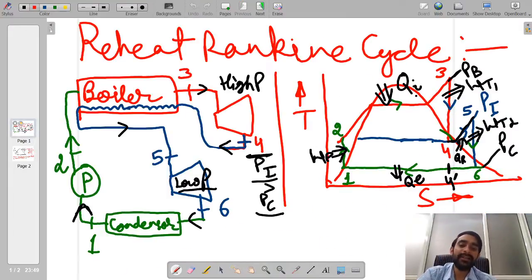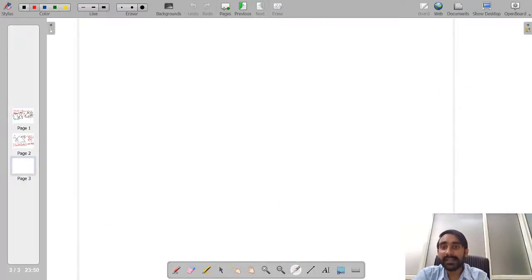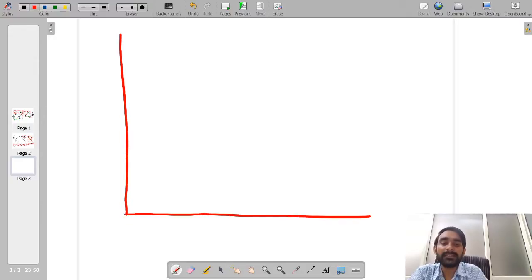We have got the advantage with the reheat cycle that our quality at the exit of the turbine has actually improved by using multiple expansion stages instead of using a single expansion stage and adding the heat at high pressure, which could have resulted in the exit at point number 4 having a significant amount of liquid. Okay. Now let us try to see a few more concepts related to the reheat cycle.